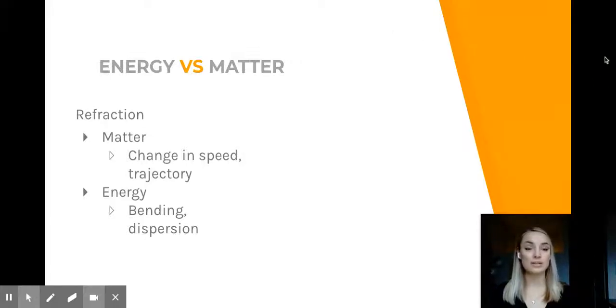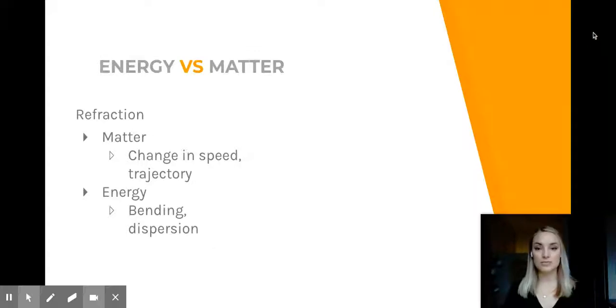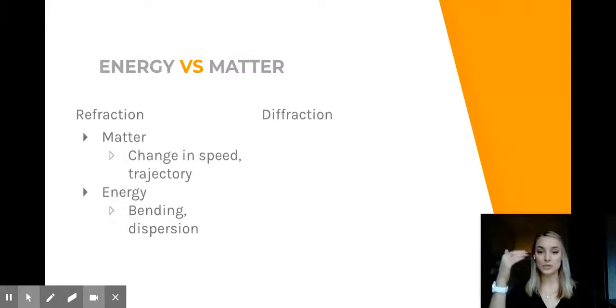Another example of how energy and matter behave differently, and another classic kind of defining behavioral difference, is diffraction. So if I am standing in a room that has a doorway into another room, and I throw a bunch of sand towards that doorway, the sand is going to continue in a straight path unless something blocks it. The sand that hits the wall right next to the doorway is going to stop. The sand that does not, the sand that goes through the doorway, is going to continue in a straight path.